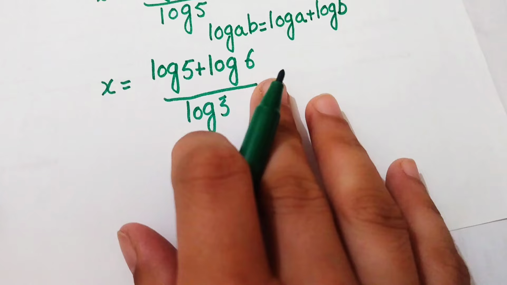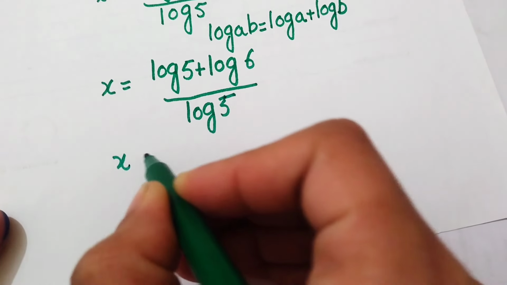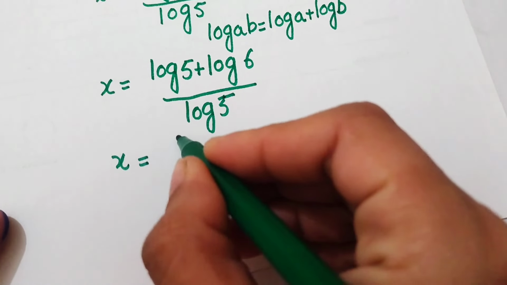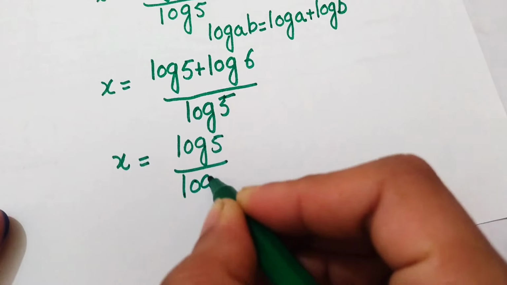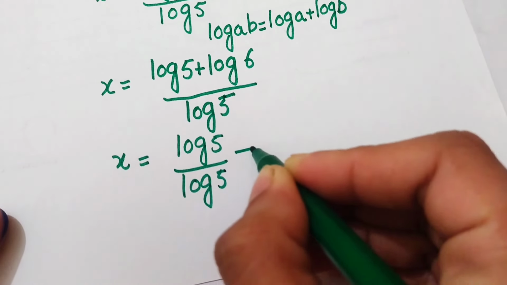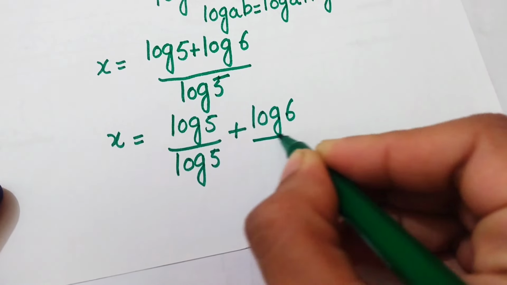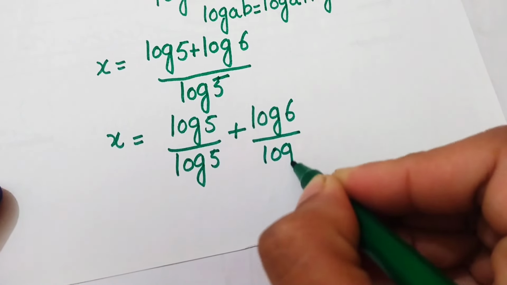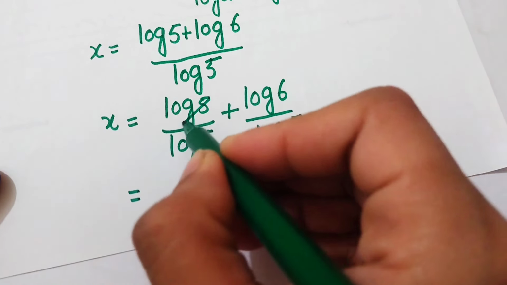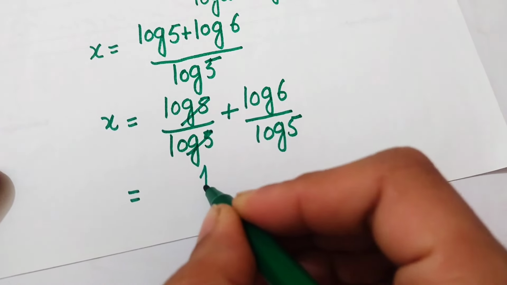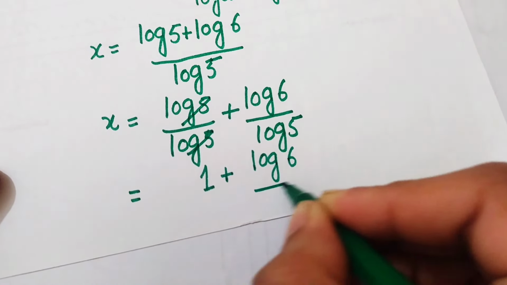These both terms we can write as x is equal to log 5 over log 5 plus log 6 over log 5. So the first term cancels and here remains 1 plus log 6 over log 5.